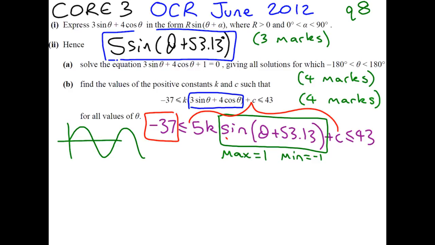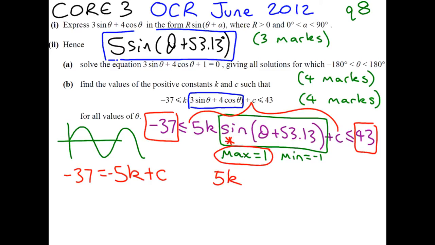So if we set the green box as minus 1, we're going to get minus 37 equals, because it's the minimum, minus 5k plus c. If we do the same for the maximum, we're at this end and we have 5k, because now for the maximum we're using 1, plus c equals 43. These are two very basic simultaneous equations. So we're going to write one below the other and solve with our GCSE methods.